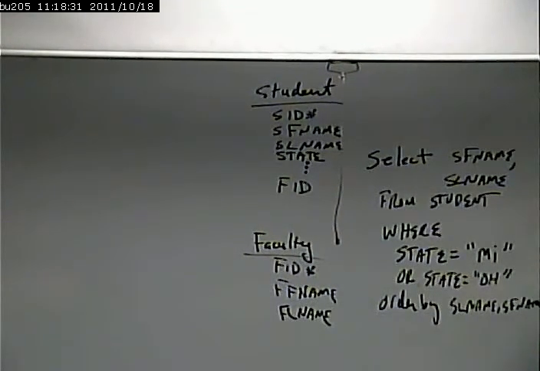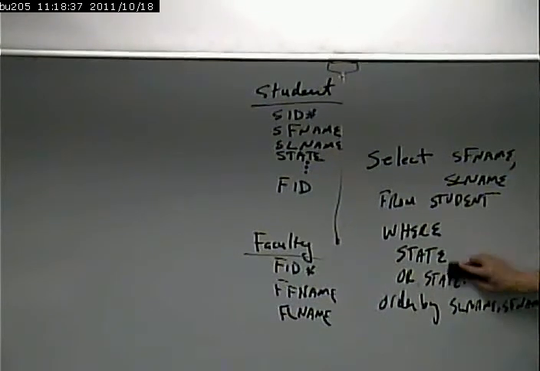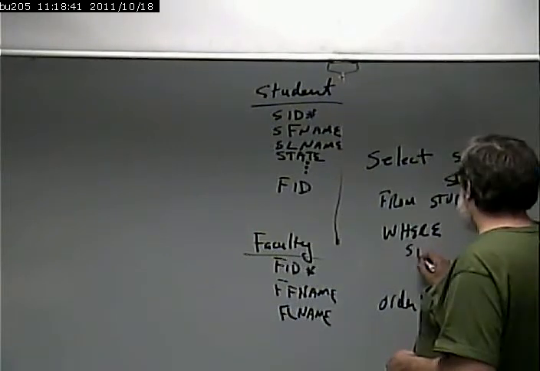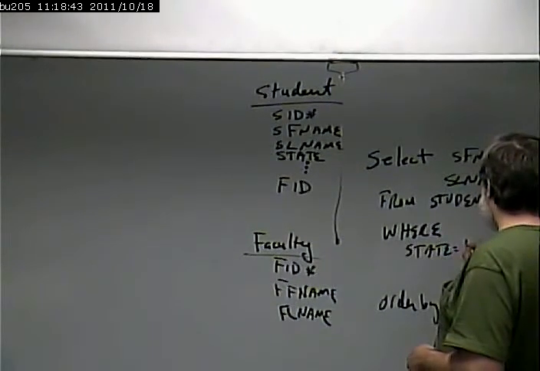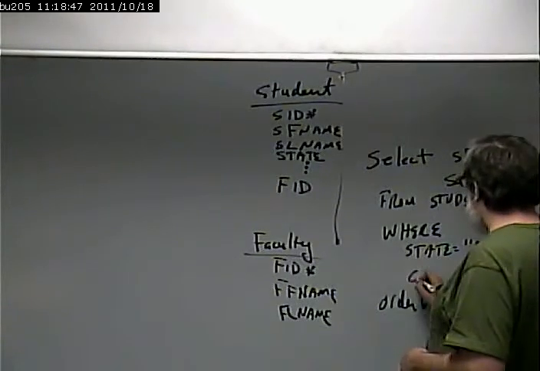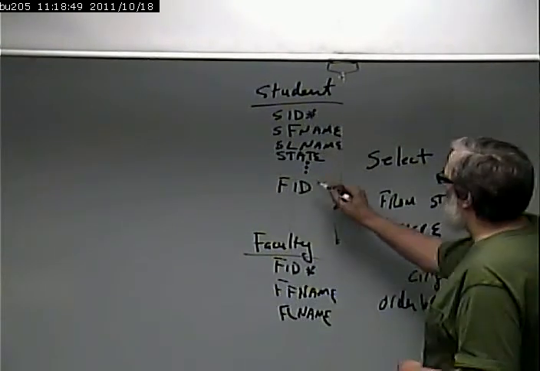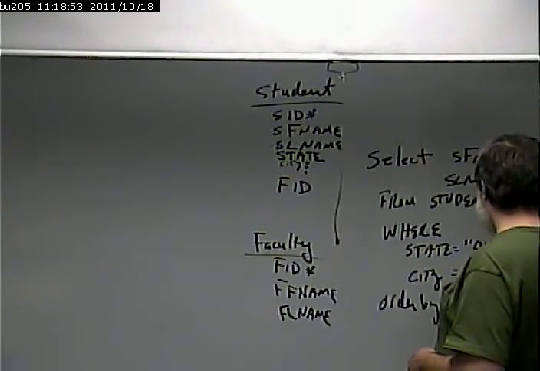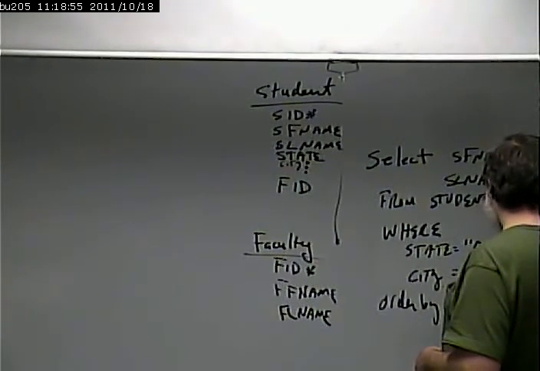So I can connect them with ORs. I could also connect them with ANDs. For example, I could say where state equals Ohio and city, another column we don't really have, but we can pretend, equals Columbus.